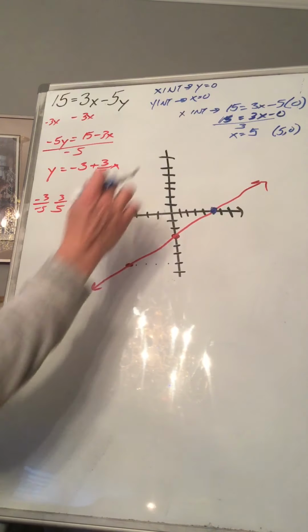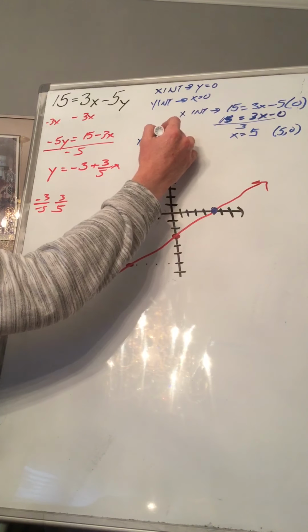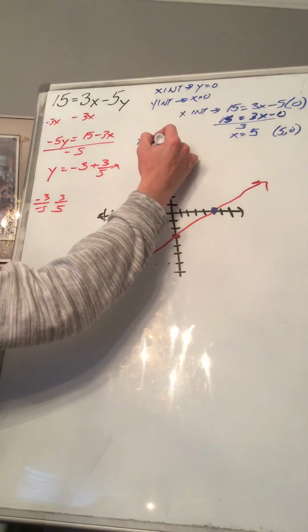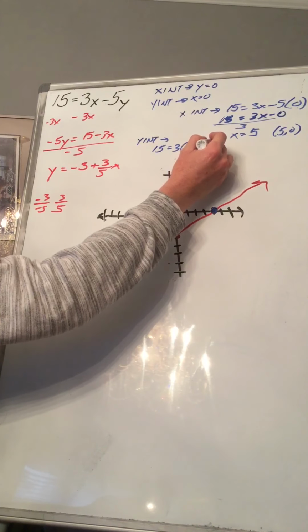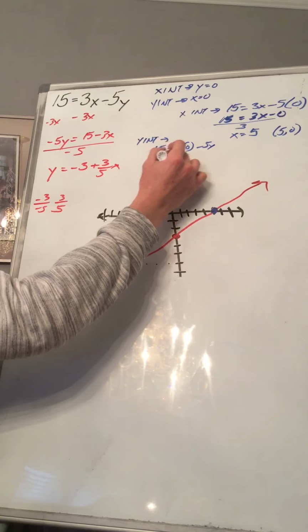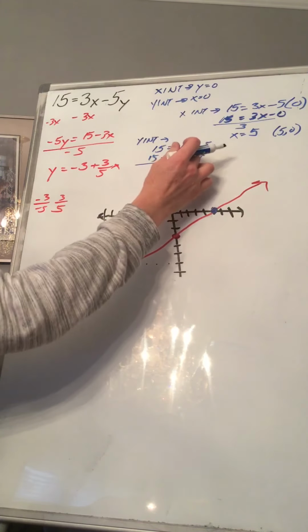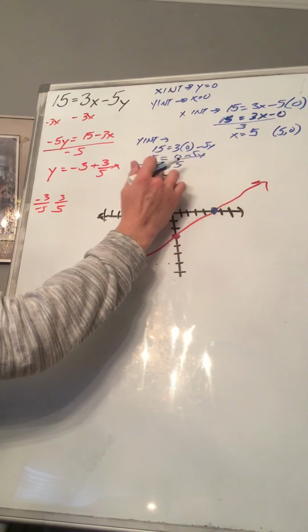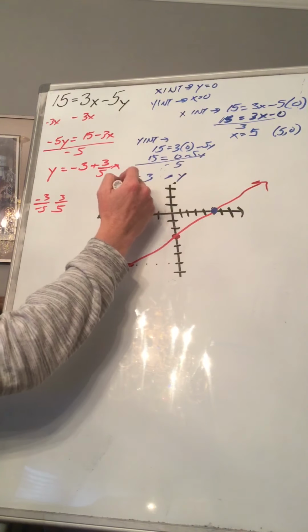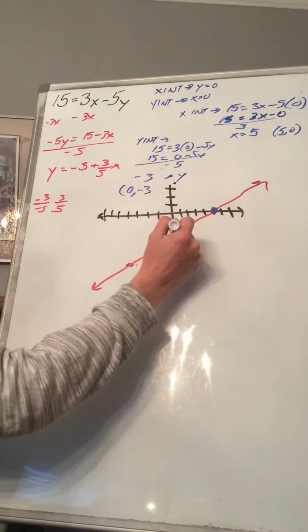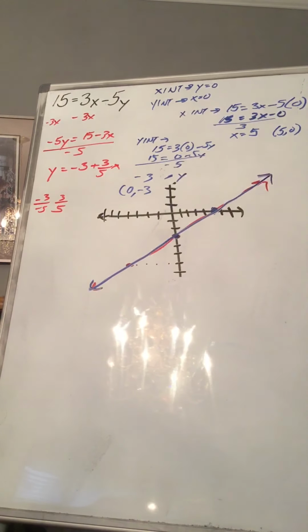And the same scenario is if I were to do that for my y-intercept. So my y-intercept was when x is 0. So then I would write 15 equals 3 times 0 minus 5y. 15 equals 0, take away 5y, and I divide everything by negative 5. Negative 5 divided by negative 5 is 1, so my y is by itself. And this equals negative 3, so my y-intercept is 0, negative 3. And as you see, it is the exact same line.